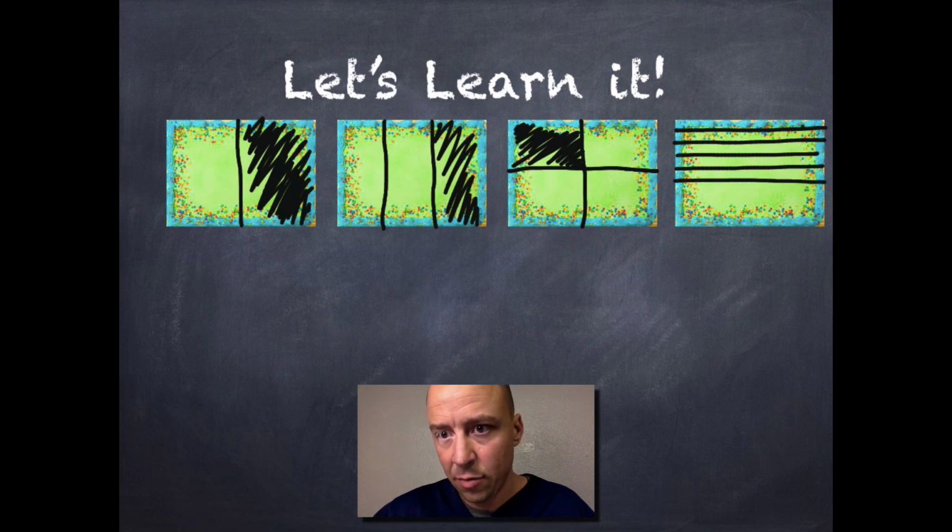Uh-oh, how many pieces do I got? 1, 2, 3, 4, 5, 6, 7, 8, 9, 10. All right, those bottom pieces are a little smaller, but imagine they're perfectly the same size.